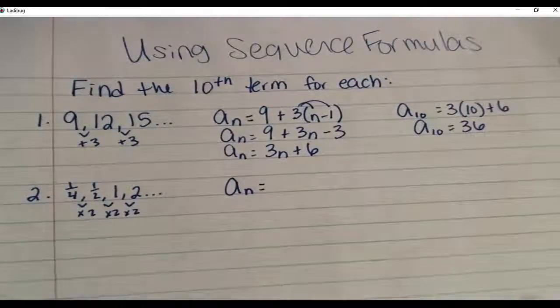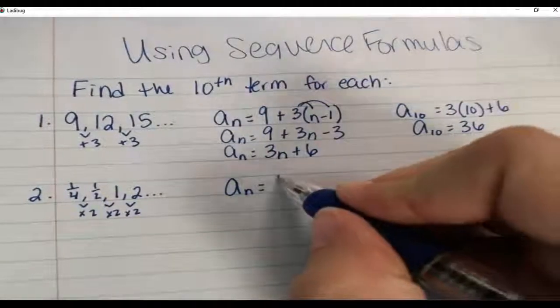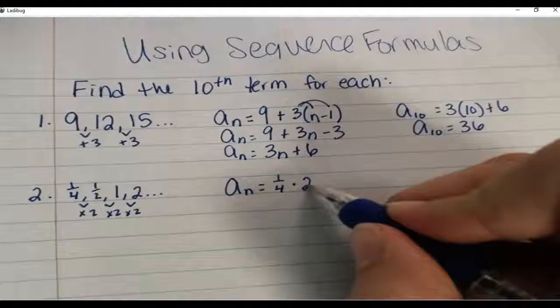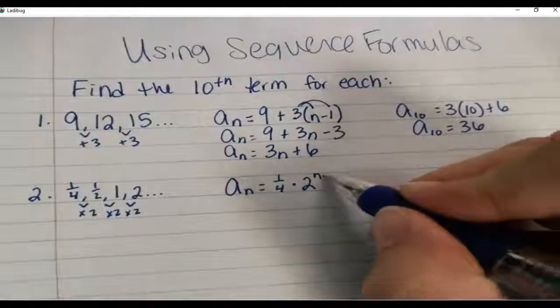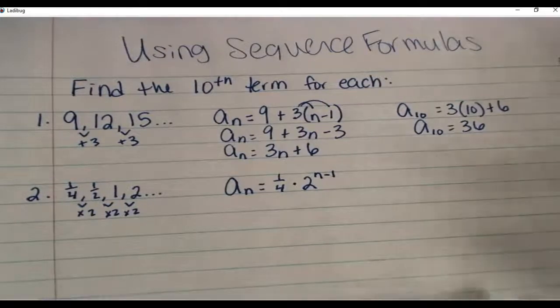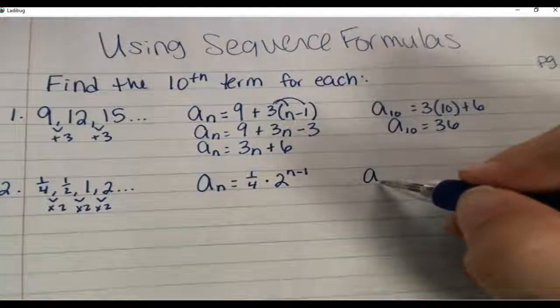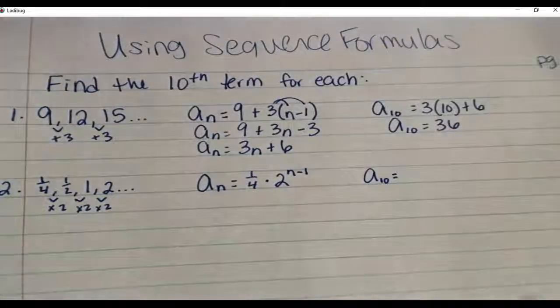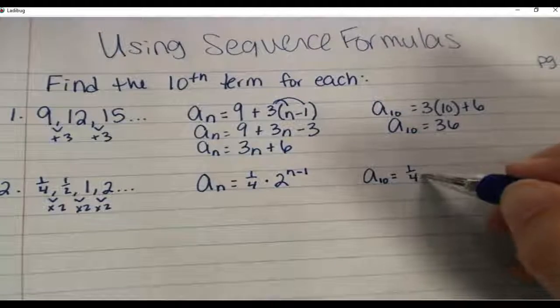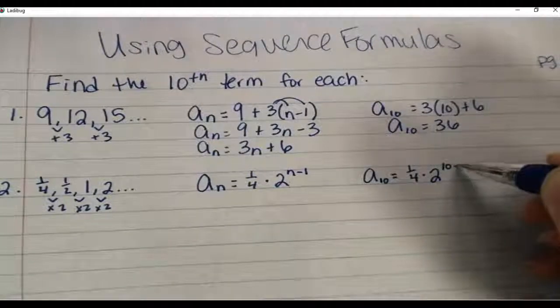So then our explicit formula is a_n equals a_1, which is what? 1/4 times r, which is 2, to the n minus 1. So this one we can't simplify anymore, so we can go ahead and find the 10th term. So we plug in 10. So a sub 10 equals 1/4 times 2 to the 10 minus 1.